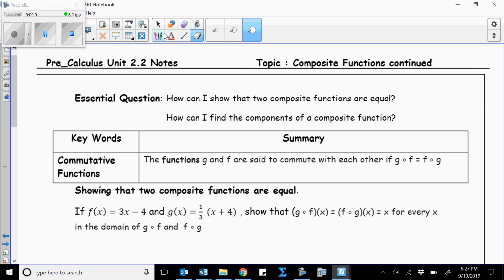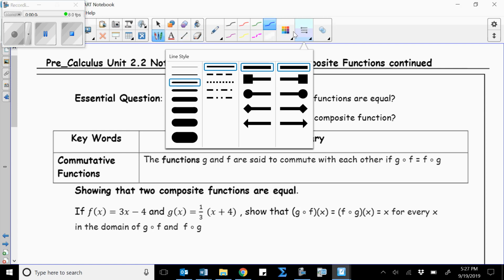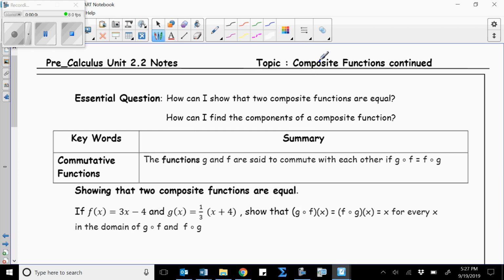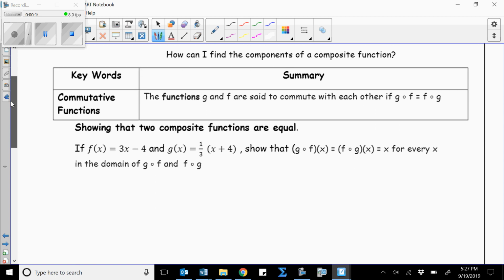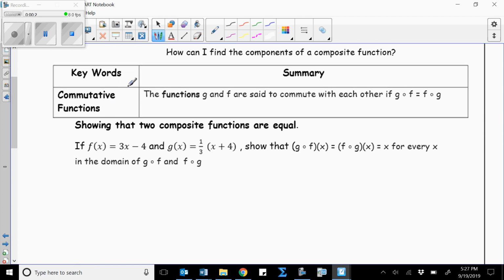Hi everyone. Today we're going to learn how to prove two functions are equal to each other if they are composite functions. We're also going to learn how to find components of a composite function. First of all, let's see what a commutative function, or two commutative functions, is.